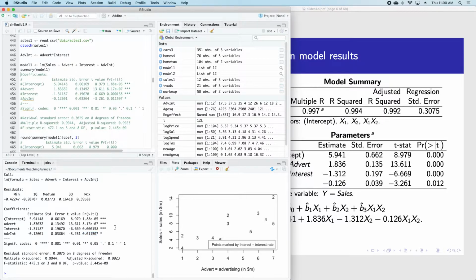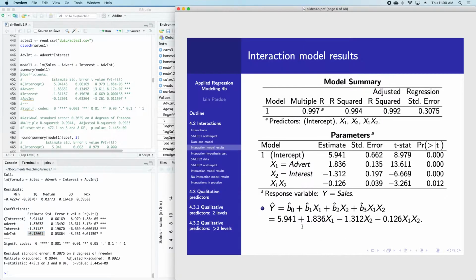And then what I can do is look at these numbers: 5.941, 1.836, minus 1.312, and minus 0.126. And that's going to be my fitted equation for predicting sales based on values of x1 and x2. And then I can think about what that equation simplifies to if I plug in different values of x2. So for example, if I plug in x2 equals 2, what does this equation simplify to? Okay, so let me do that.